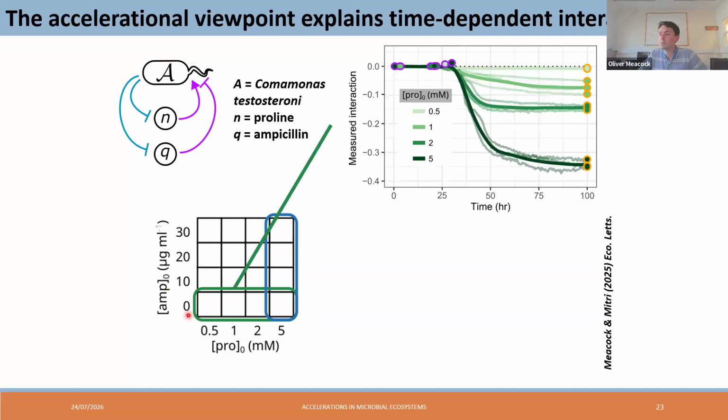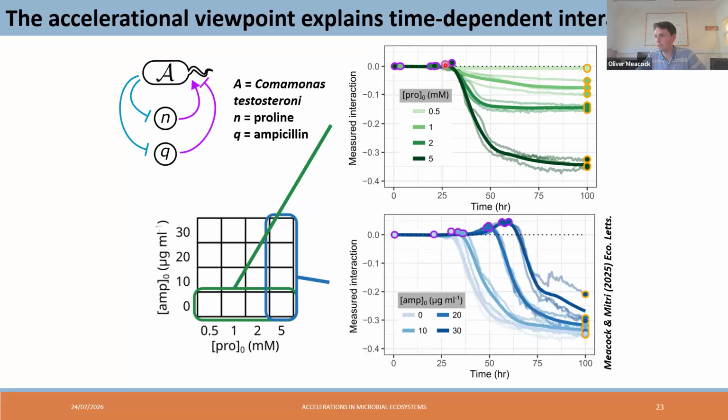So if we start in the case where we have no ampicillin at all, so no toxin in the environment at all, we find that there's no positive interaction phase. And that makes a lot of sense. We don't have any toxin, and so there's no way for that positive interaction mechanism to actually manifest itself. So remember that in order to see a positive interaction, we need to have some toxin to be degraded in order to see a positive effect.